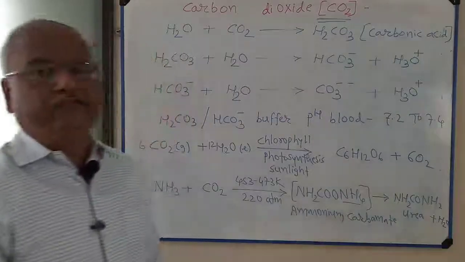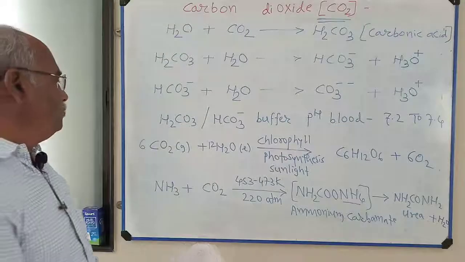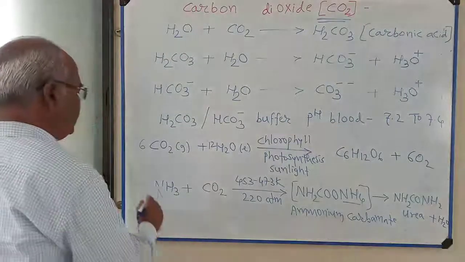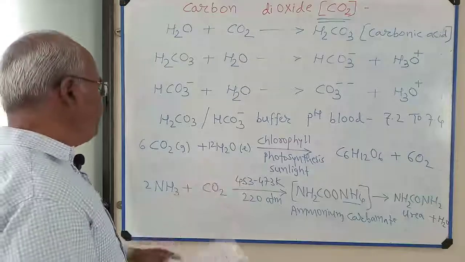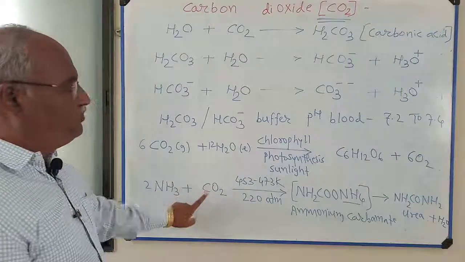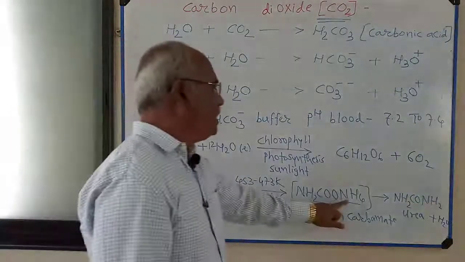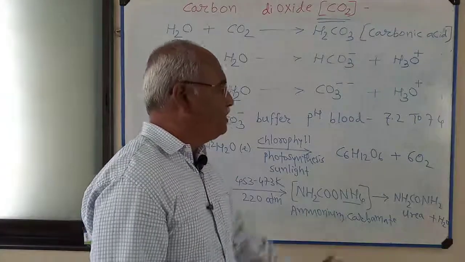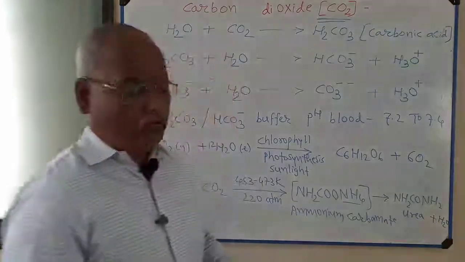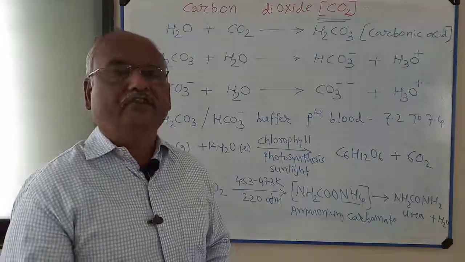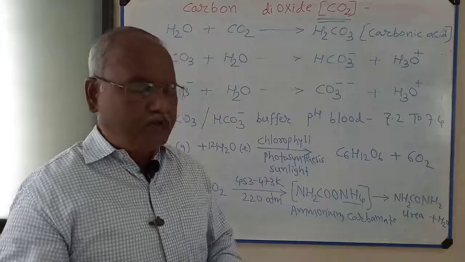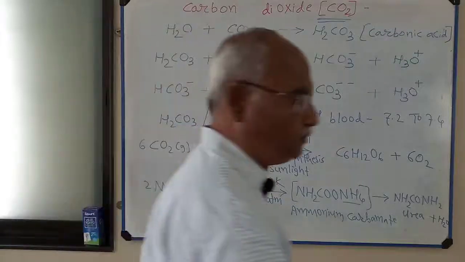Urea is formed. So balance this reaction. I take twice NH3. Ammonia reacts with CO2 to form ammonium carbamate, which is converted into urea. So these are some reactions of carbon dioxide.